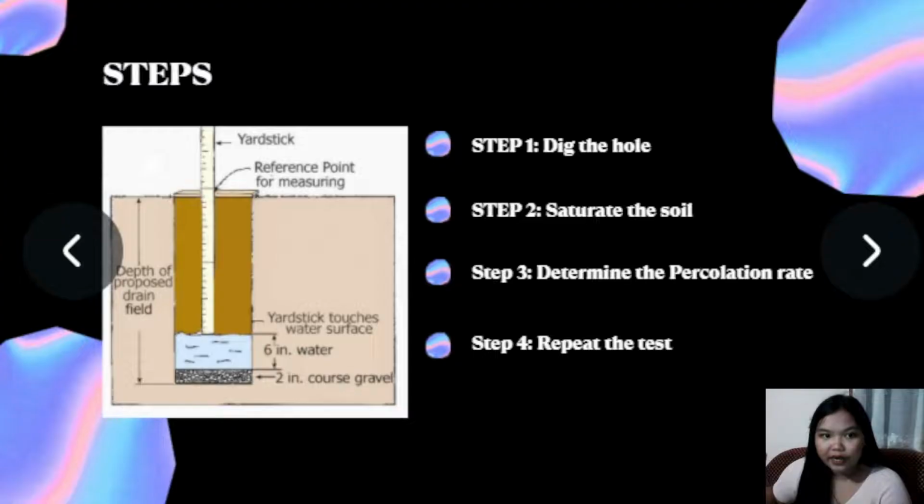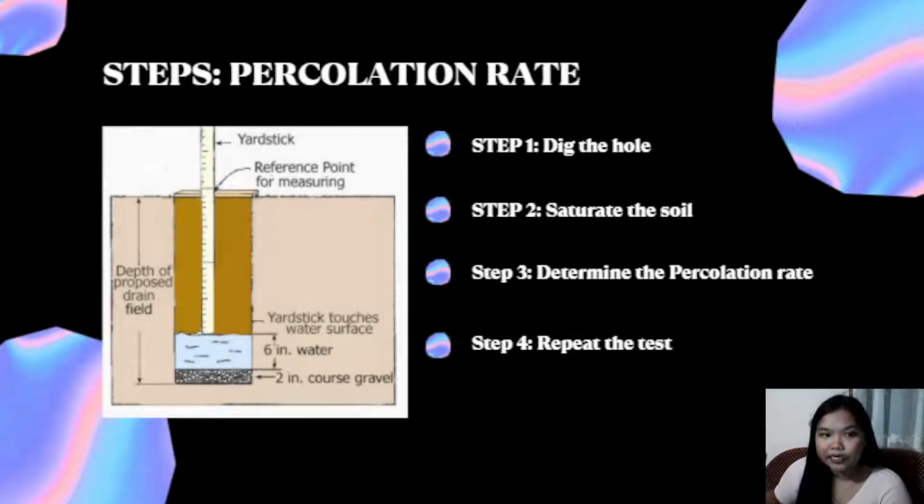Here are the steps in determining the percolation rate. First, we need to dig the hole. Make a test hole that is 300 mm by 300 mm wide and at least 300 mm deep below the proposed invert level of the outlet pipe. The test hole must be below the invert level. Where the invert level is quite deep, you may need to excavate a larger area to safely reach the outlet pipe depth.